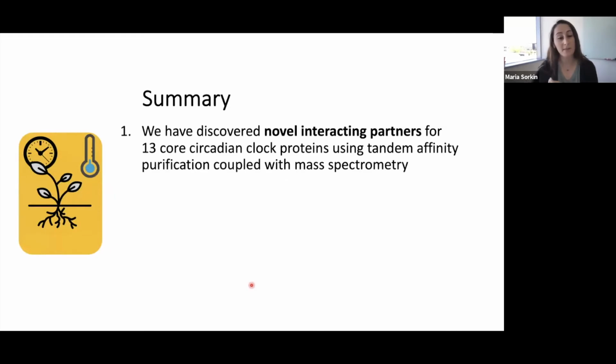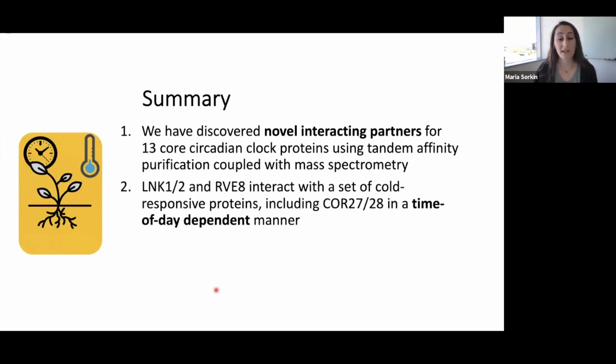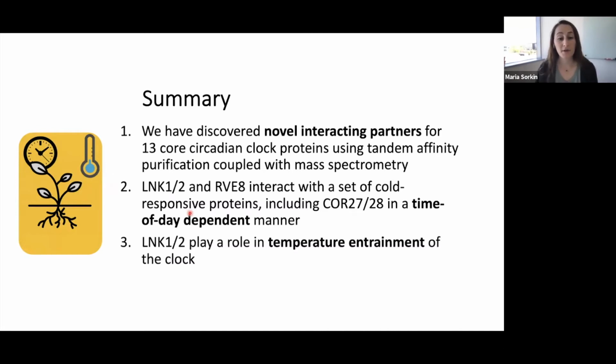Okay, so in summary, we've discovered novel interacting partners for 13 of these core circadian clock oscillator proteins using our proteomic approach. We've also identified a time of day dependent interaction between the link 1 to Rev8 complex with core 27 and 28 at the end of the day specifically. And third, we've identified a role for the links in temperature entrainment of the clock.